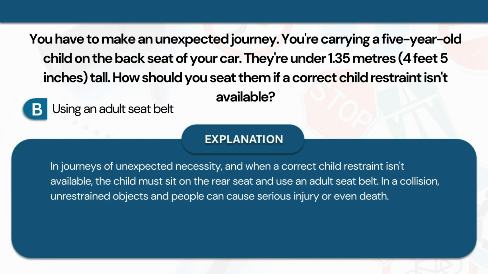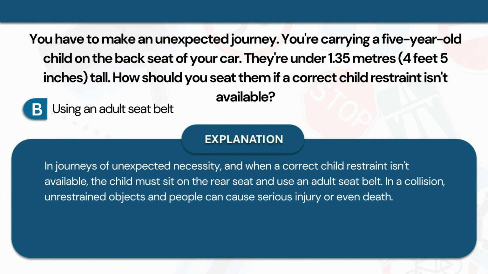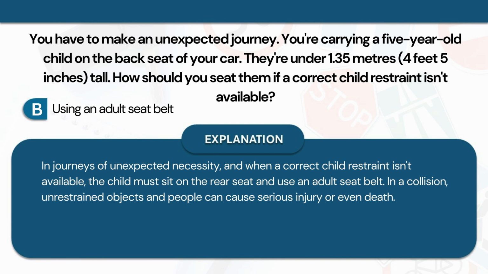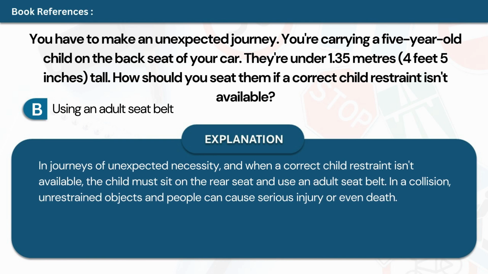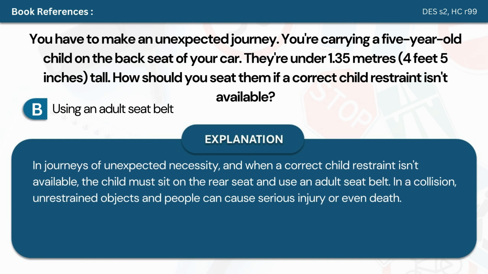In journeys of unexpected necessity, and when a correct child restraint isn't available, the child must sit on the rear seat and use an adult seatbelt. In a collision, unrestrained objects and people can cause serious injury or even death.